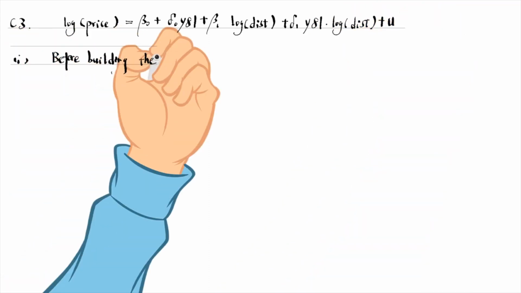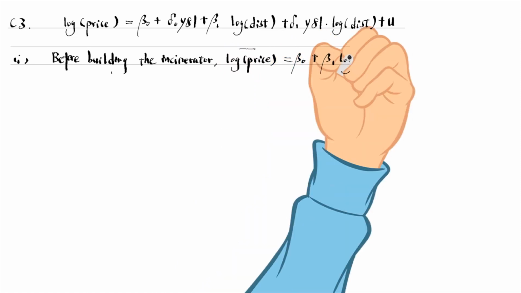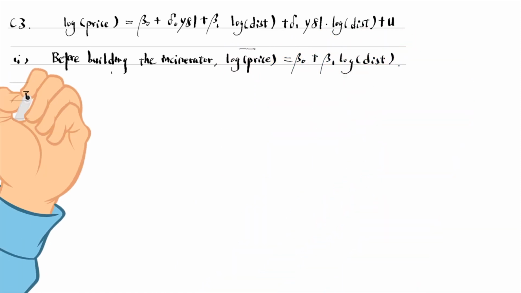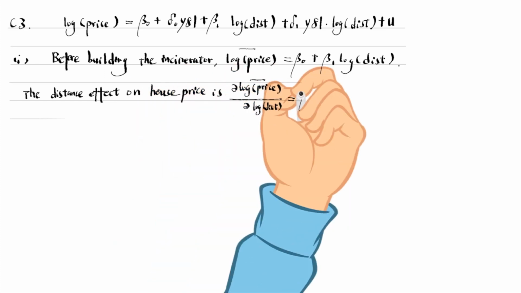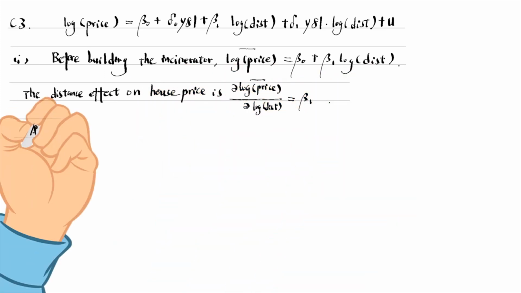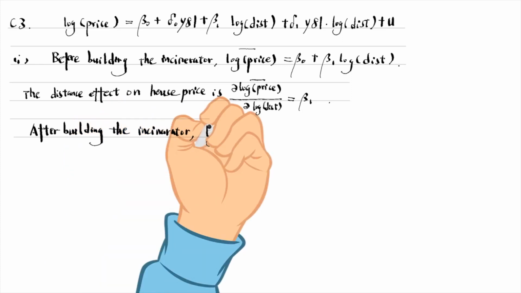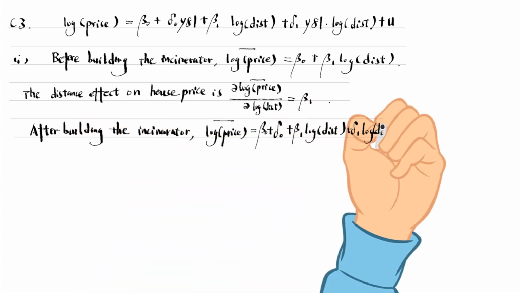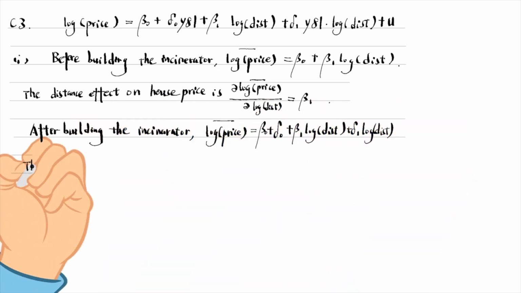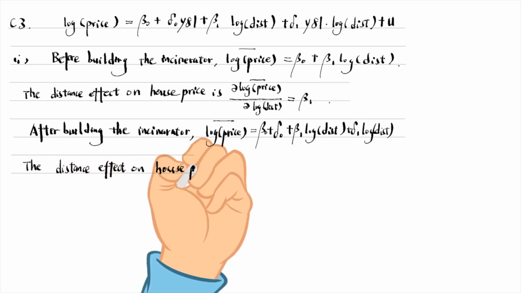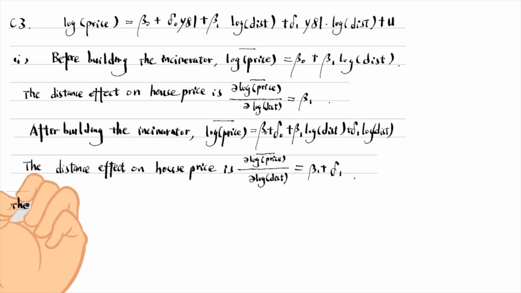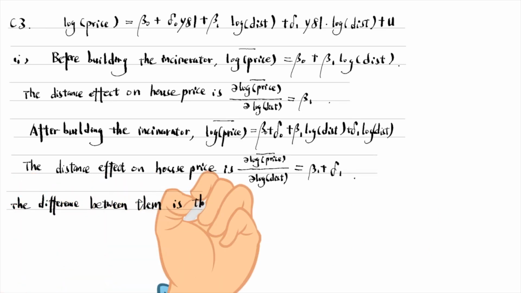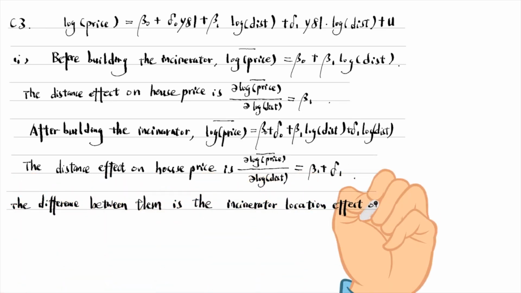Before building the incinerator, the dummy variable y81 is 0, and the distance effect on house price is beta 1. After building the incinerator, y81 is 1, and the distance effect on house price is beta 1 plus delta 1. The difference between them, delta 1, is the incinerator effect on house price.